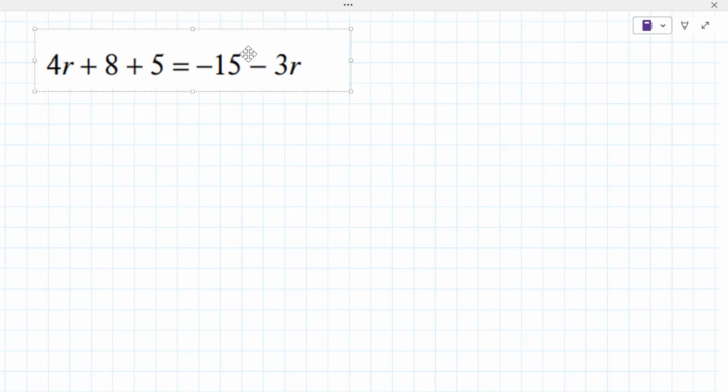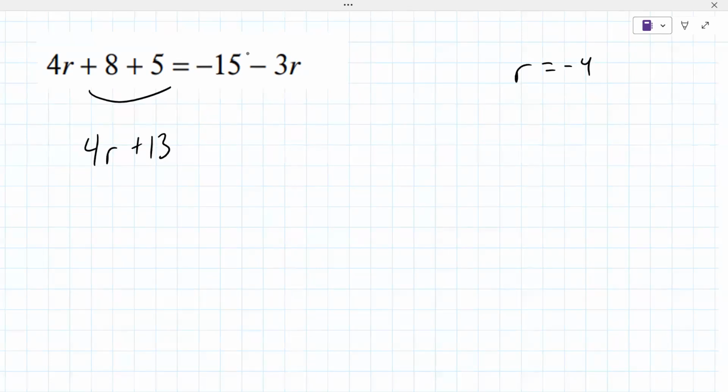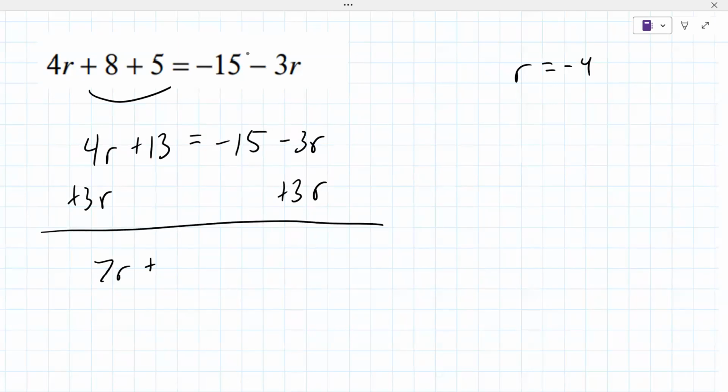Forgot R equals -4. Sounds pretty good here. So it becomes 4R plus 13 equals minus 15 minus 3R. Add 3R to both sides. 7R plus 13 equals minus 15.